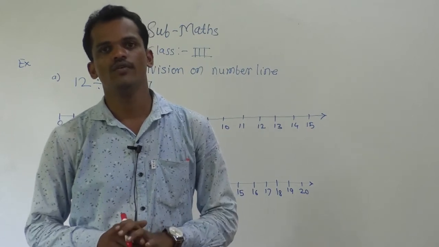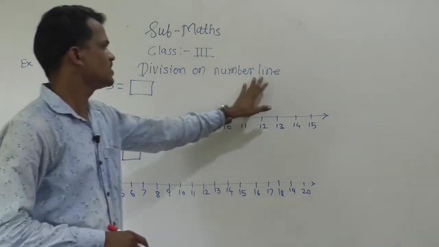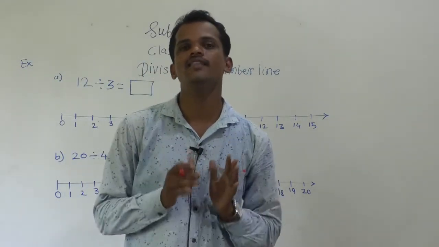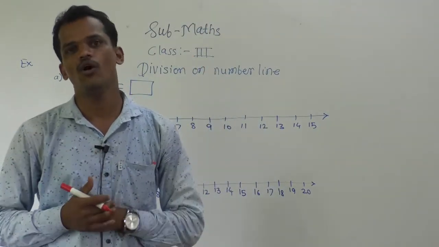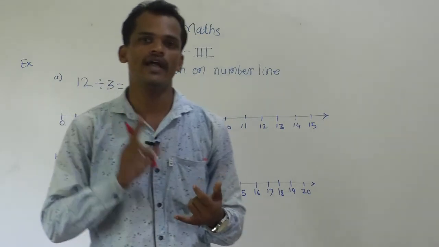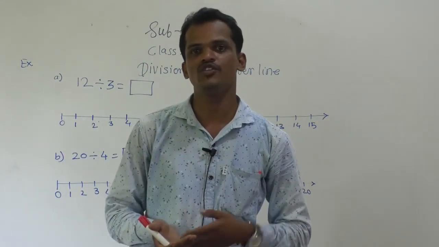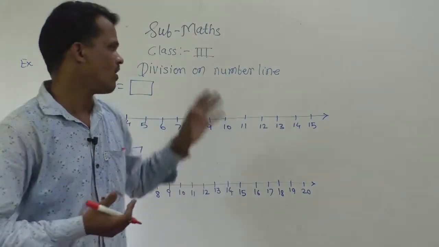Students, today we will learn how to divide a number by using a number line. You know a number line is a line having numbers. We can do all the operations on it, meaning addition, subtraction, multiplication and division. These basic operations we can do on a number line.